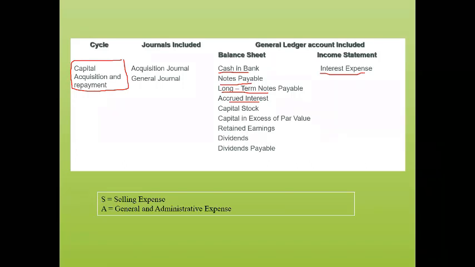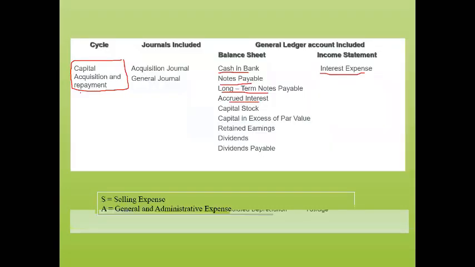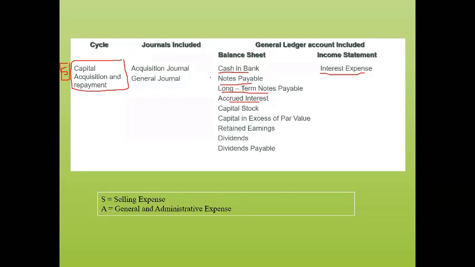Okay, right. Those are the 5 cycles that we talked about. Sales and collection, number 1. Acquisition and payment, number 2. Number 3, the payroll. 4 is the inventory and warehousing. 5 is the capital acquisition and repayment. So we have 6 journals and 5 cycles.